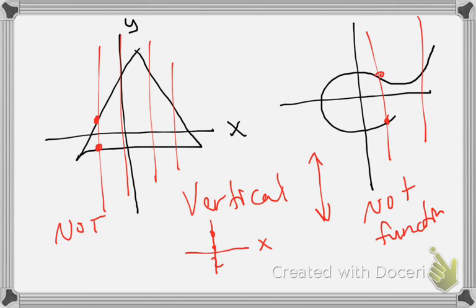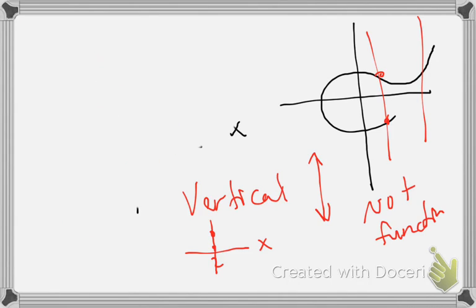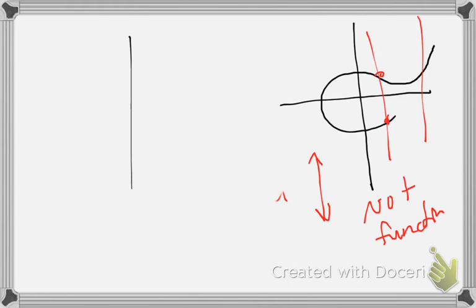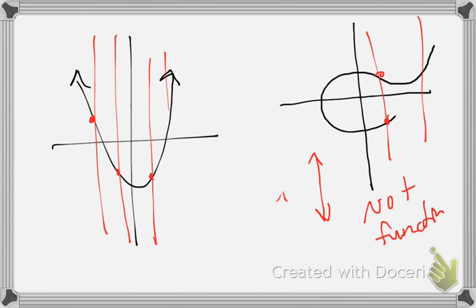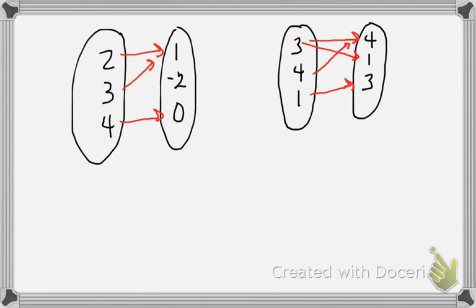So what would one look like if it was a function? Let me show you. So let's say I have one right here, and we could do a parabola. If I draw a line straight down, do I touch it more than once? No. So every time I draw it, I only touch it one time. So this is a function. Let's go to the next one.